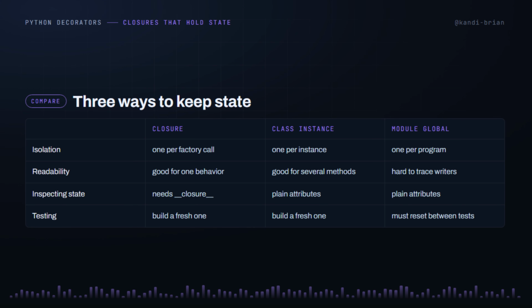So compare the three options. A closure gives you one independent copy per factory call and reads well when there's a single behavior. A class gives you the same isolation, plus ordinary attributes you can read in a debugger, and several related methods if you need them. A module gives you one shared copy for the whole program, which is fine for something genuinely global, and painful in tests because it has to be reset by hand.